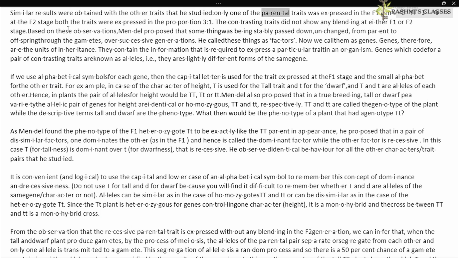Only one of the parental traits was expressed in the F1 generation while at F2 stage both the traits were expressed in the proportion 3:1. The contrasting traits did not show any blending at either F1 or F2 stage. Based on these observations, Mendel proposed that something was being stably passed down unchanged, from parent to offspring through the gametes, over successive generations. He called these things factors.